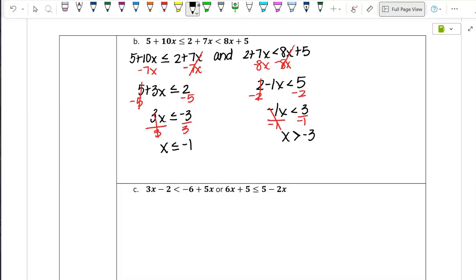And again, this is an AND problem, so we need them to overlap. That looks like that's what's happened here. So I have a closed circle at -1. I have an open circle at -3, and the solution would be the values between those two endpoints.